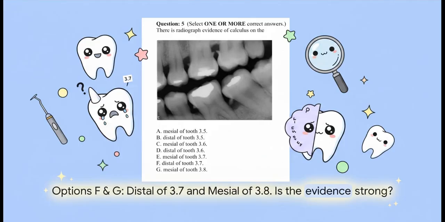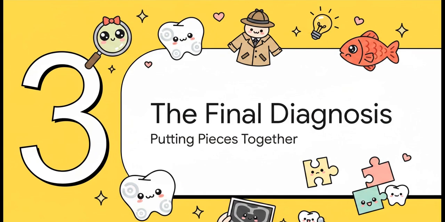And finally, let's check out our last 2 options. On the back of 3.7, the evidence here is way less convincing. It doesn't really have that sharp, spiky look we've been seeing. And as for option G, the front of 3.8, it really looks like that tooth is impacted, which makes it pretty much impossible to get a clear look. So yeah, we're going to have to rule these last 2 out. Okay, we have examined all the evidence. We found our definite clues, and we've tossed out the red herrings. I think it's time to put all the pieces together and make our final diagnosis. Let's see how we did.